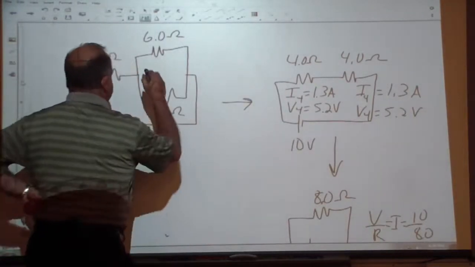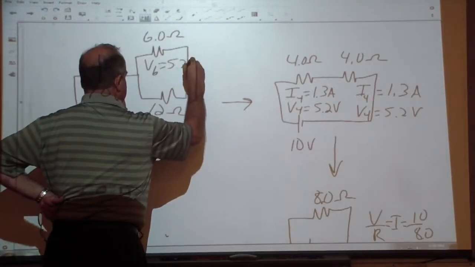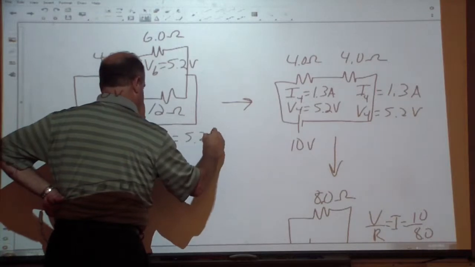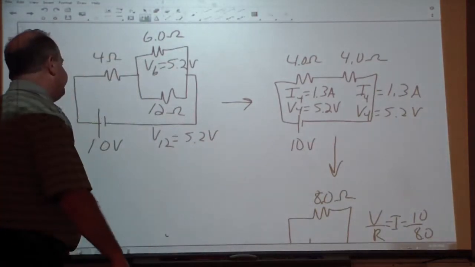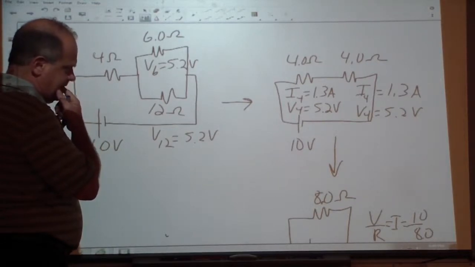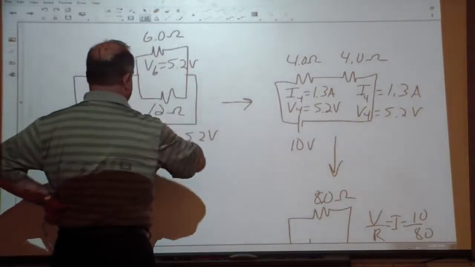Let's do the V6. 5.2 volts, the V12, 5.2 volts. Okay, I don't think I made an error anywhere on that thing, though I could have. All right, let's get the current in both of these and then we're done, right?